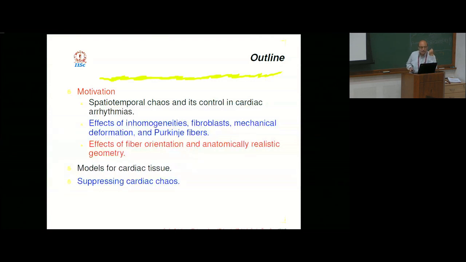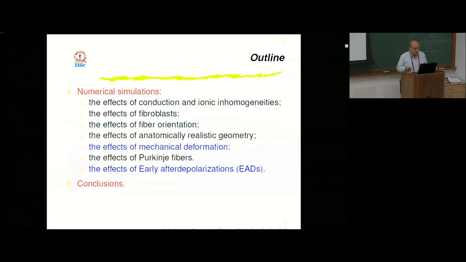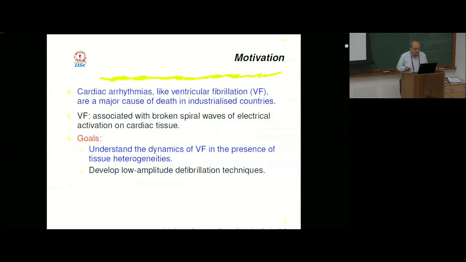So the purpose of this talk is to introduce you to some of these terms and the mathematical models that are used to describe wave propagation in cardiac tissue, and of course the multi-billion-dollar question of how to suppress cardiac chaos. So we've done many simulations. Let me not give you a list now. Let me just proceed.